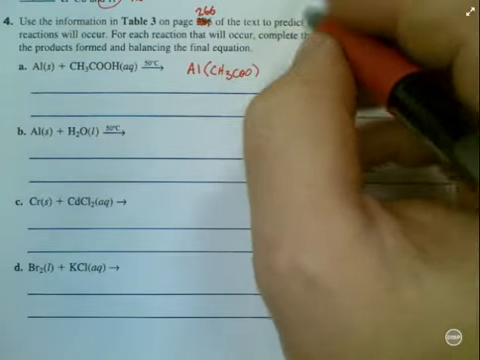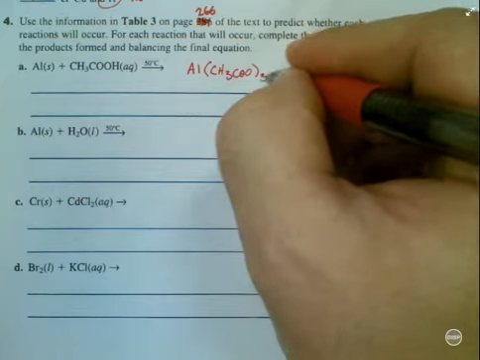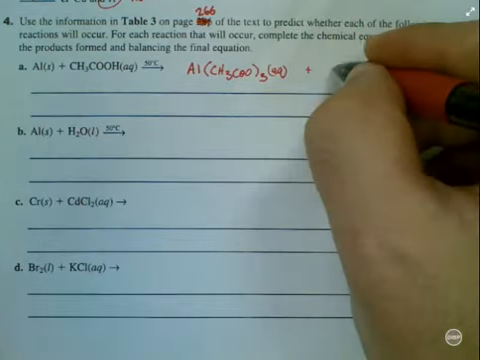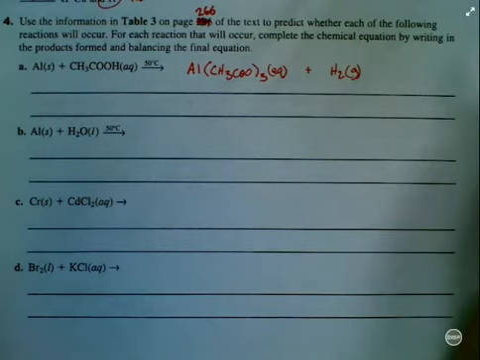Now, acetate only has a -1 charge. Aluminum has a +3. So I'm going to have 3 acetates, and they're all going to be in the aqueous solution. And then what's being displaced? The hydrogen. Hydrogen's a diatomic molecule, so I need to make sure it's H2. All that's left to do is balance.